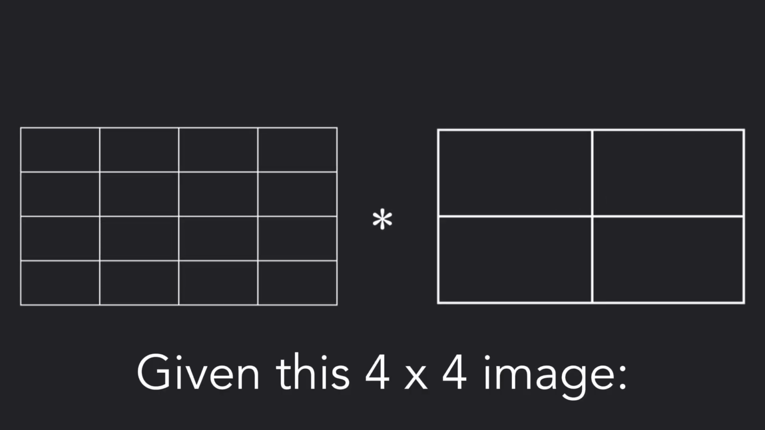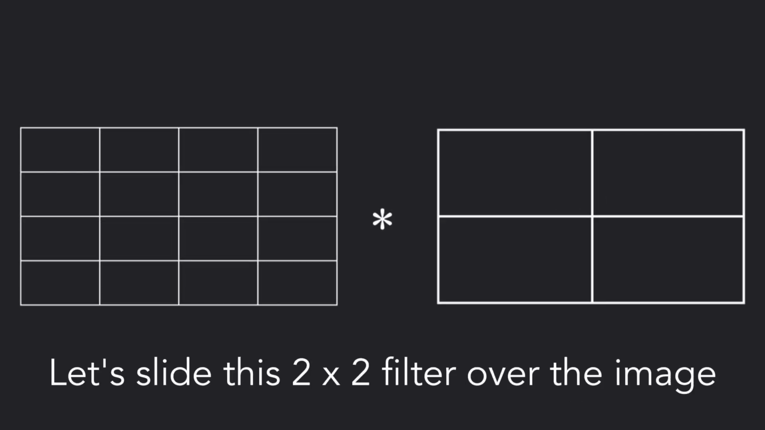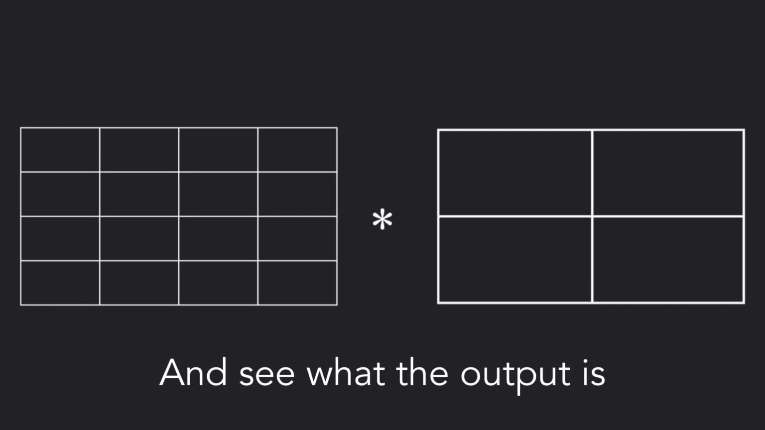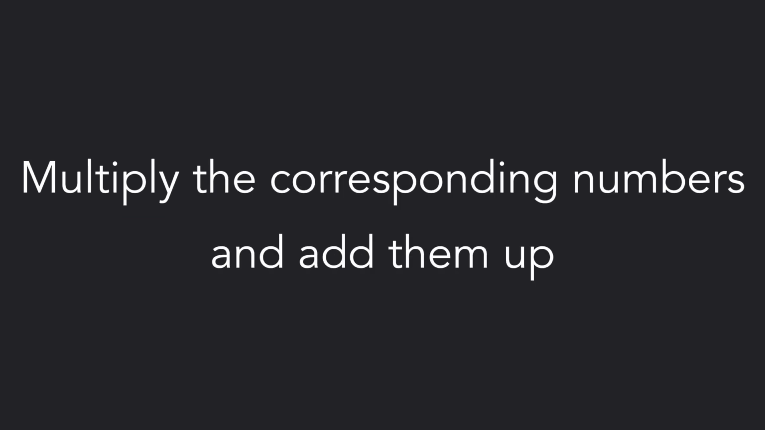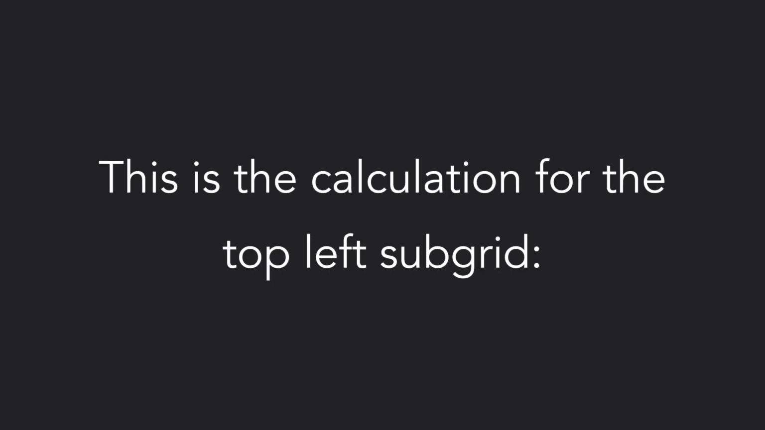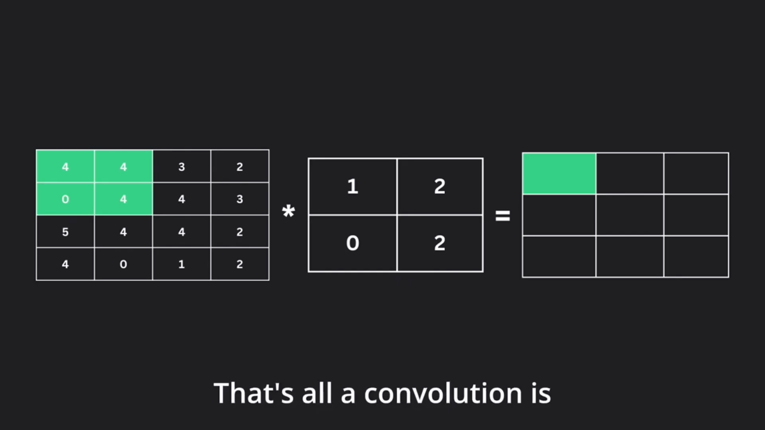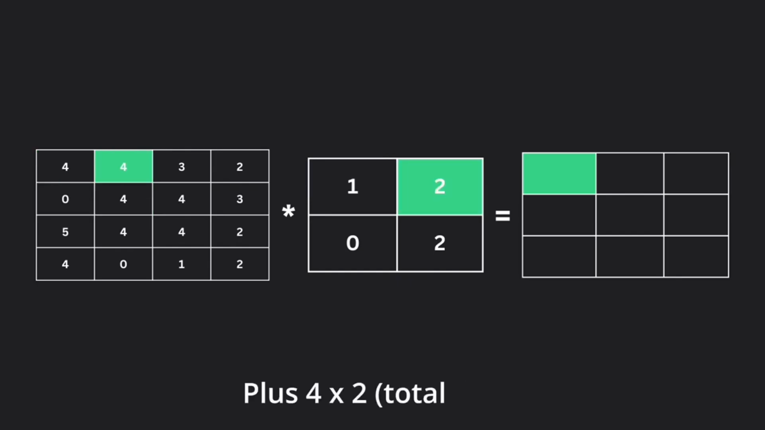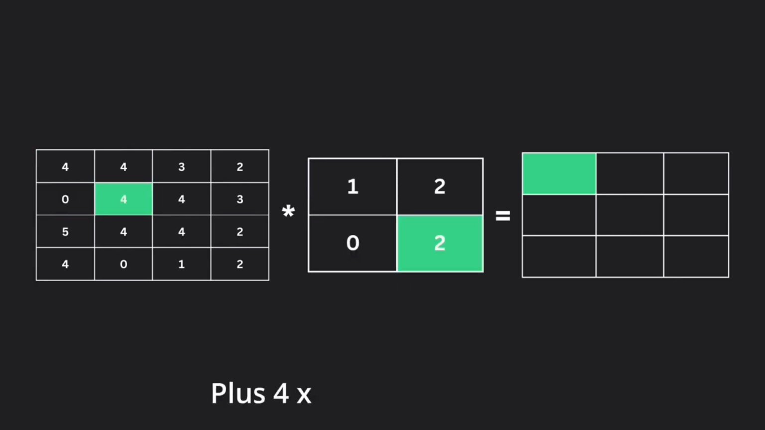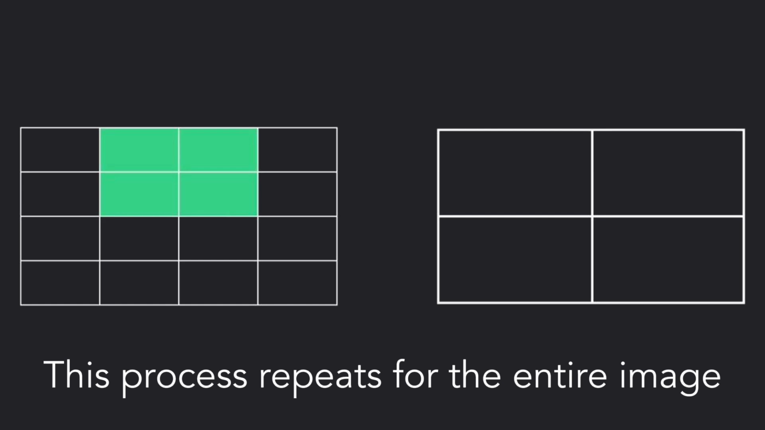Given a 4x4 image, let's slide this 2x2 filter over the image and see what the output is. We overlay the filter on every 2x2 subgrid within the image, multiply the corresponding numbers and add them up. This is the calculation for the top left subgrid. Slide 1 unit right. This process repeats for the entire image.